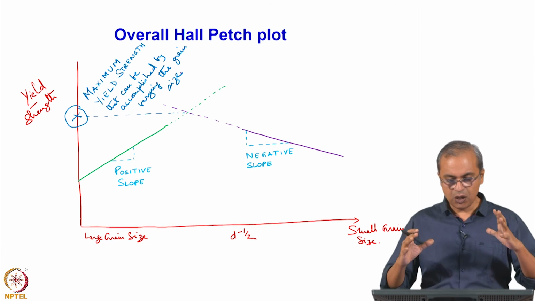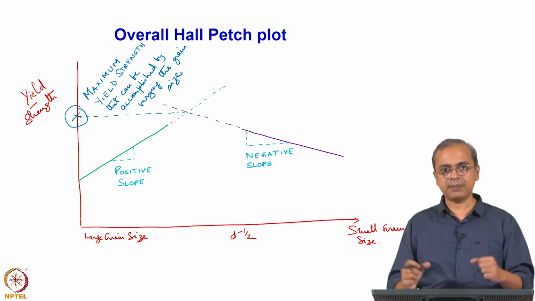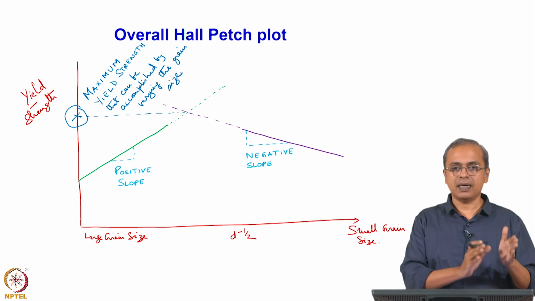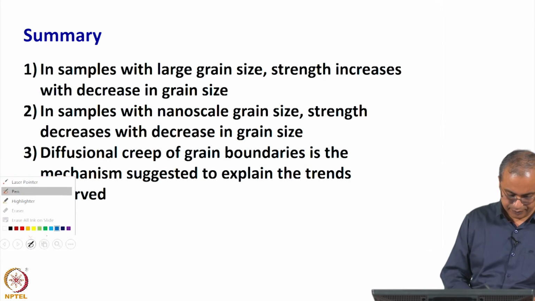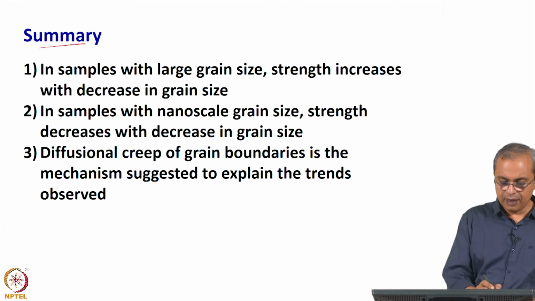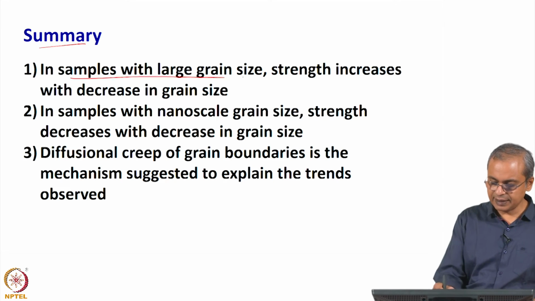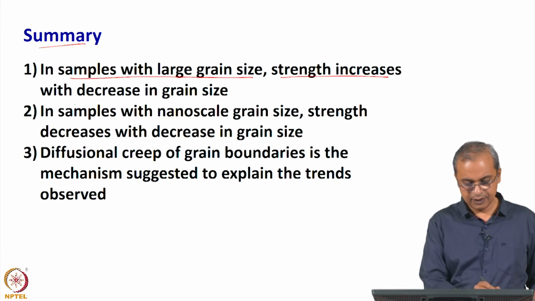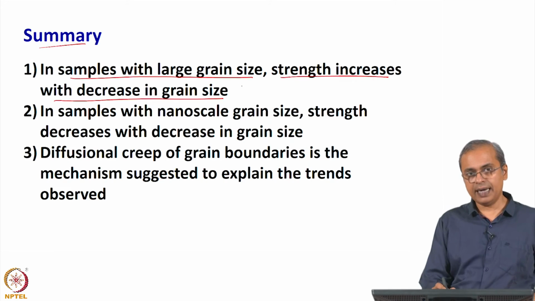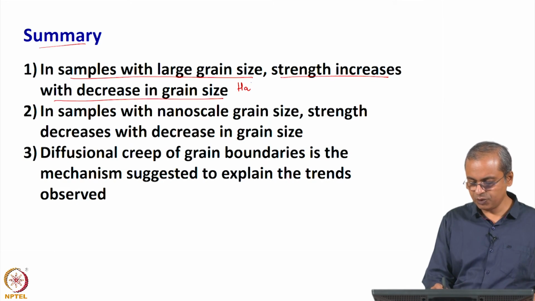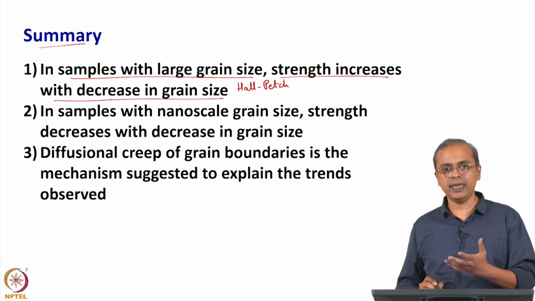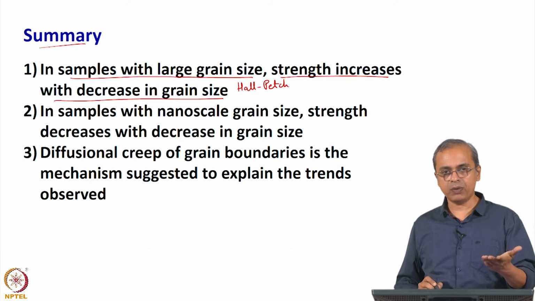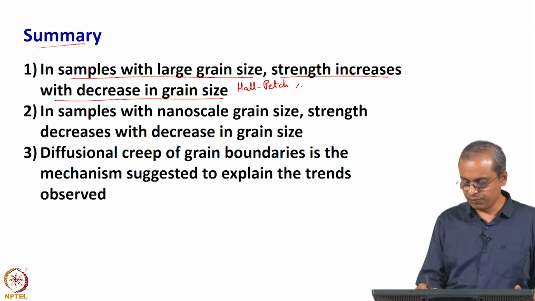So, this is the overall Hall-Petch plot, which captures both the Hall-Petch relationship and the inverse Hall-Petch relationship. So, in summary, we find that in samples with large grain size, strength increases with decrease in grain size, and this has been seen before on many systems. So, this is the Hall-Petch behavior, and this implies that the impact of the grain on the property is significantly more than the impact of the grain boundary on the property. Hall-Petch relationship followed.